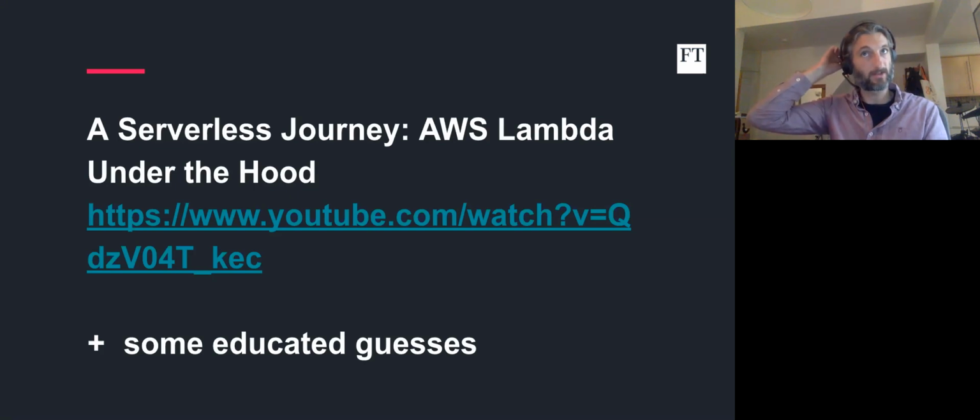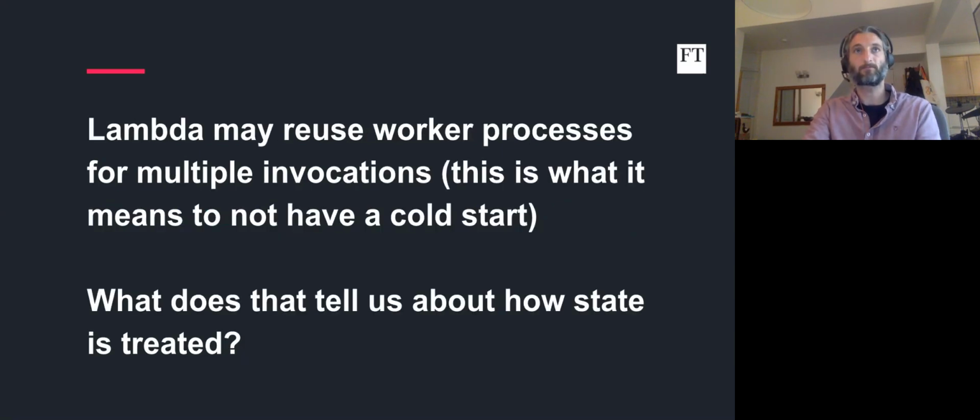Through watching this talk, which was at re:Invent last year or the year before, plus some educated guesses based on what I know about Node.js and working with Lambda, these are some conclusions I've made about using state. So first of all, a Lambda may reuse a worker process once it's been set up. Reuse that for multiple invocations. That's what it means to not have a cold start. So it means your process is primed and ready to go.